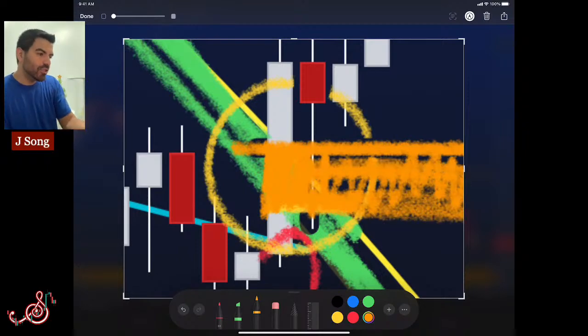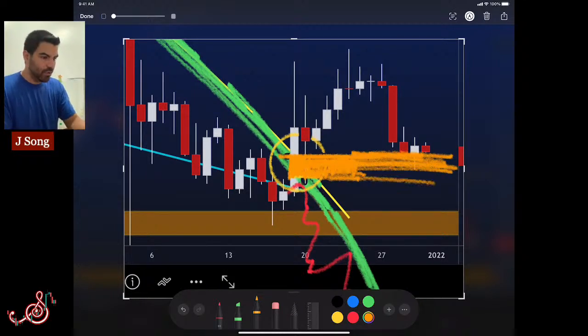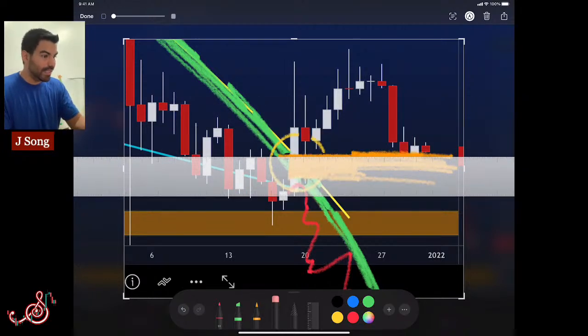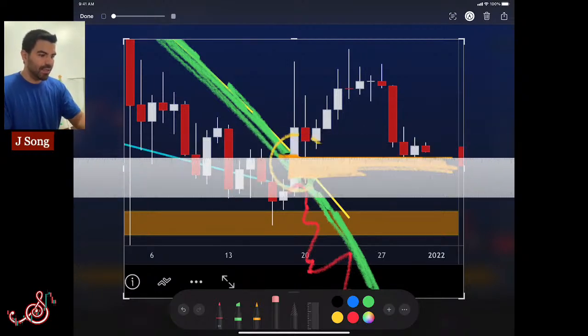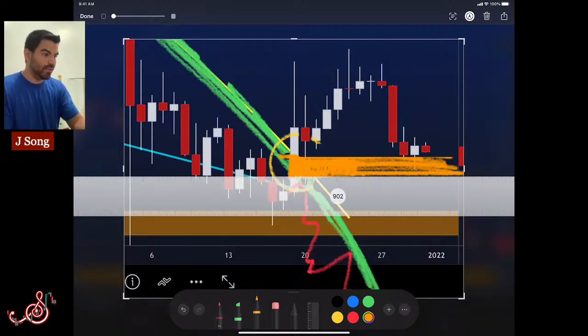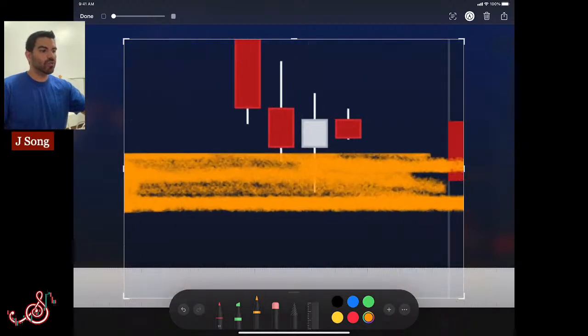You could color it in if you wanted to, but basically you draw that line out into the future because this is telling you where the resistance and where the support is. Now with sword cuts, give yourself a little bit of a margin of room for error, but generally that's all there really is to it. Okay, now that I've drawn this in, I can see there's a sword cut here.